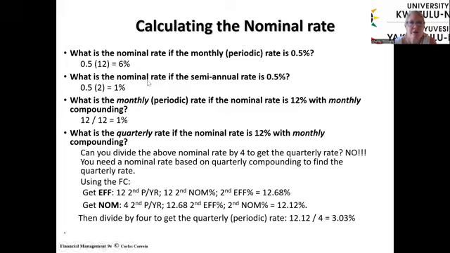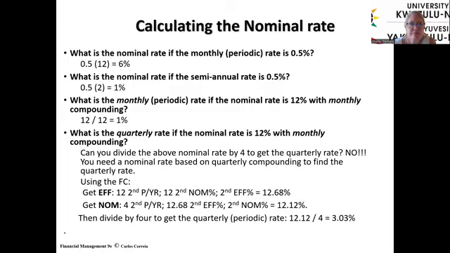What is the nominal rate if the semi-annual rate is 0.5%? So here we've got a semi-annual rate of 0.5. It's twice a year, so you'd multiply that by 2 to get the nominal rate for the year. What is the monthly rate, which is your periodic rate here, if the nominal rate is 12% with monthly compounding? That's pretty easy. You just divide your 12 by 12, and the monthly rate is 1%.